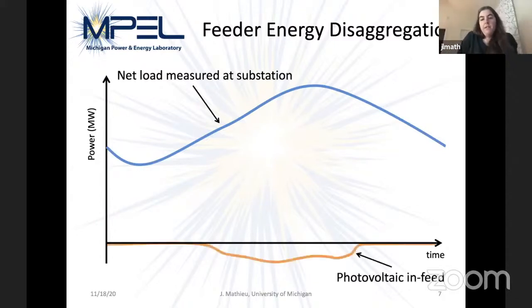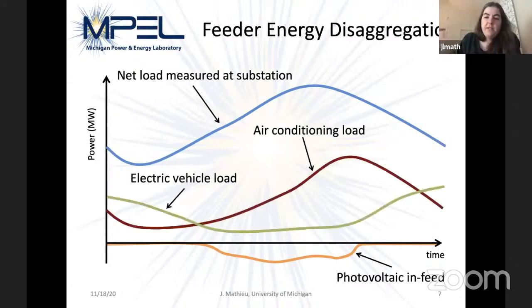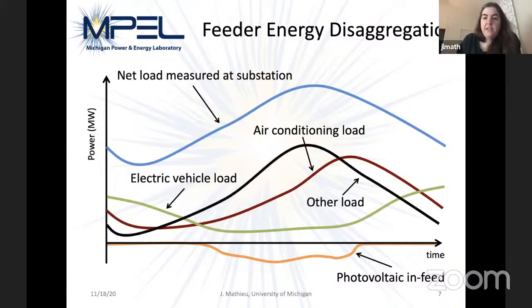And what we might want to do is pull that apart. So the studies that I showed you before are trying to pull out the solar photovoltaic feed. So that is a negative load, so I've shown it here as a negative. And then there are other loads on the feeder, like the electric vehicles and air conditioners that I was just talking about. And then there's everything else that's being consumed. And if you were to add up all of these different colored lines, besides the blue one, they would add up to the blue one. But how do you pull this apart into its different types?